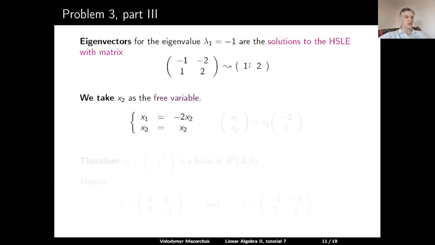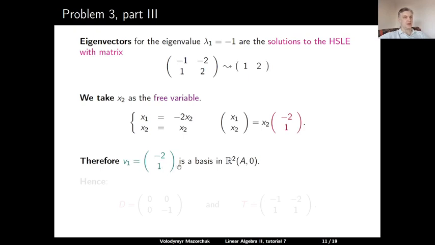So we take x2 as a free variable. From our equation, we have x1 is equal to -2x2. Then for the free variable, we have the trivial equation x2 is equal to x2. In the vector form, x1, x2 is equal to x2 times -2, 1. Therefore, the vector v2, which is equal to -2, 1, forms a basis in the linear space of all eigenvectors for A with eigenvalue -1.